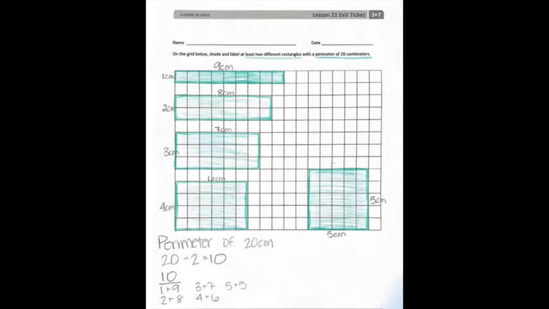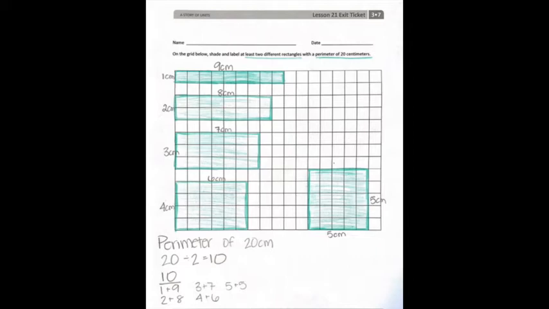On the grid below, shade and label at least 2 different rectangles with a perimeter of 20 centimeters. So my perimeter is 20 centimeters, and I showed my work underneath the grid. 20 divided by 2 is 10, and I found the different ways that I could add two numbers to create 10: 1 plus 9, 2 plus 8, 3 plus 7, 4 plus 6, and 5 plus 5.